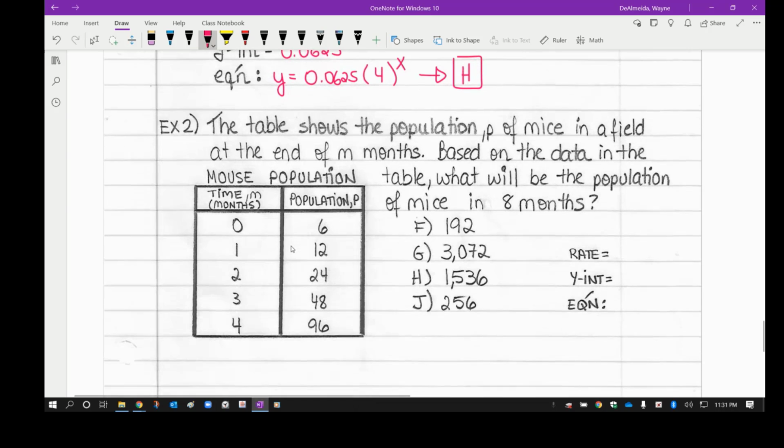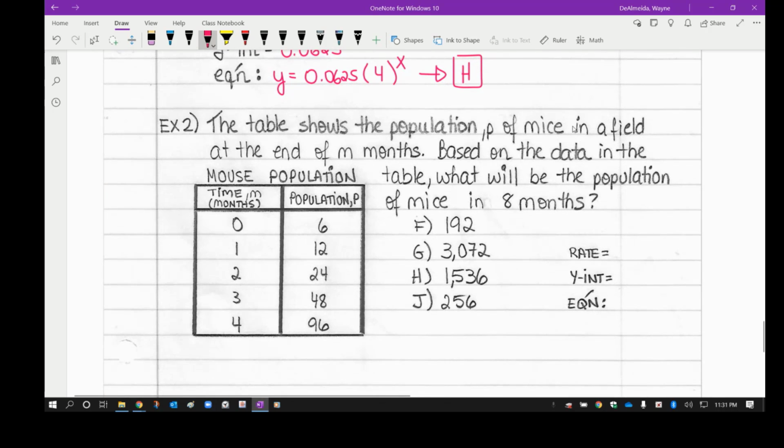Let's look at another example. Here's a table that shows the population of mice in a field at the end of M months. Based on the data in the table, what will be the population in 8 months? So in this problem, let's go ahead and find the rate. Okay, remember, you can find the rate by looking at each one. You don't have to look at every single one, you can just choose one, because you have 1, 2, 3, 4 options. In my case, I picked the smallest one, so let's say 12 and 6.